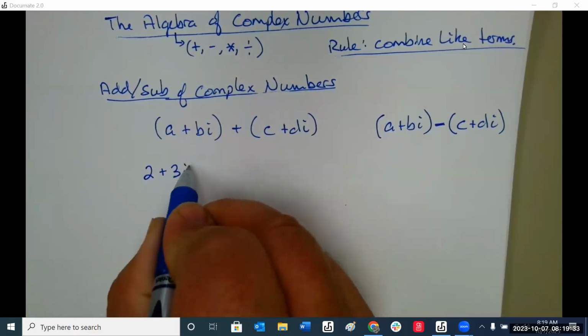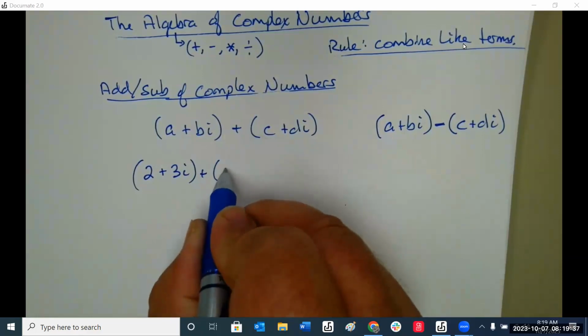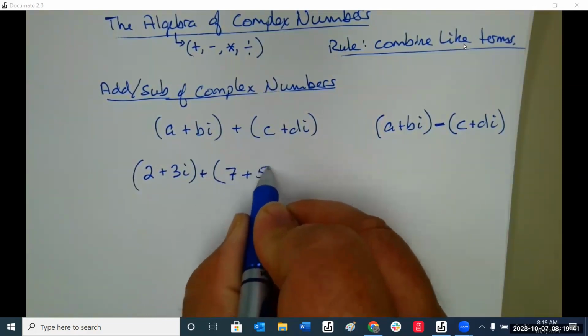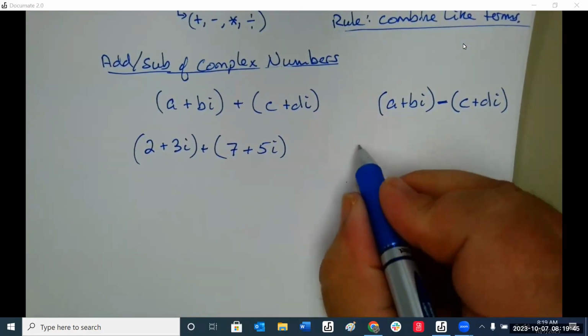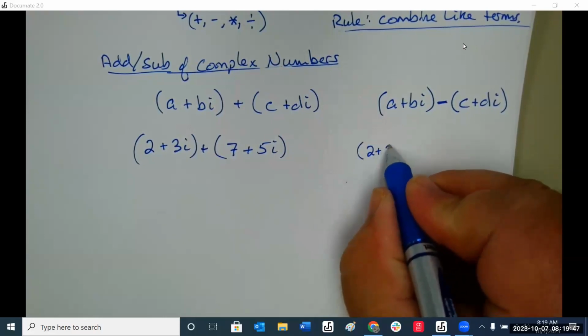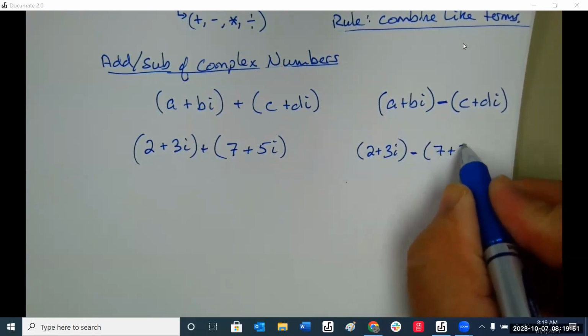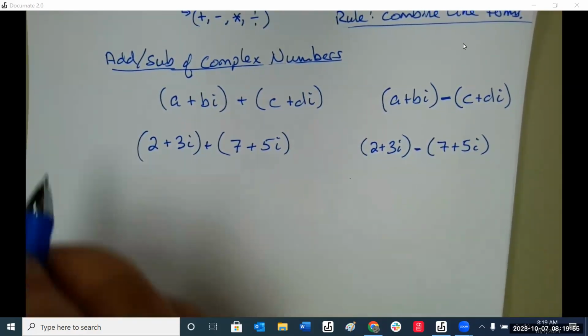2 plus 3i plus 7 plus 5i. Use the same numbers over here. 2 plus 3i minus 7 plus 5i. Here are examples.